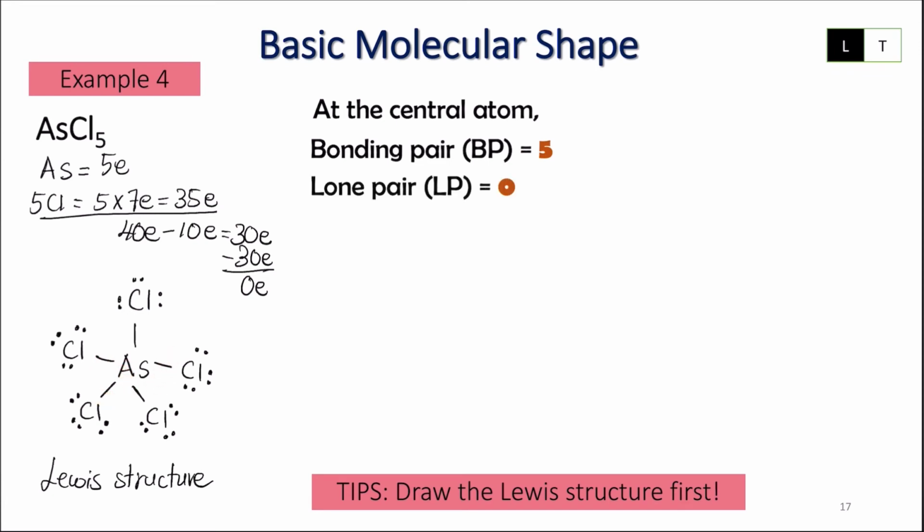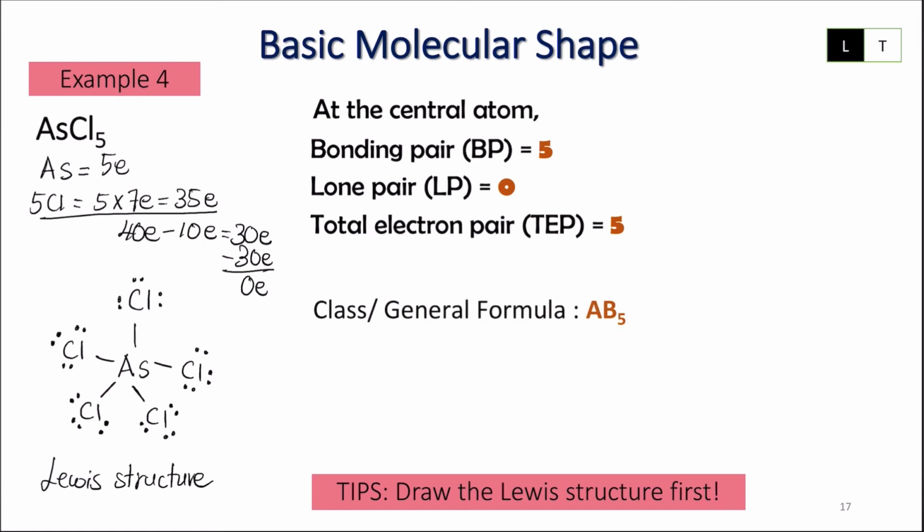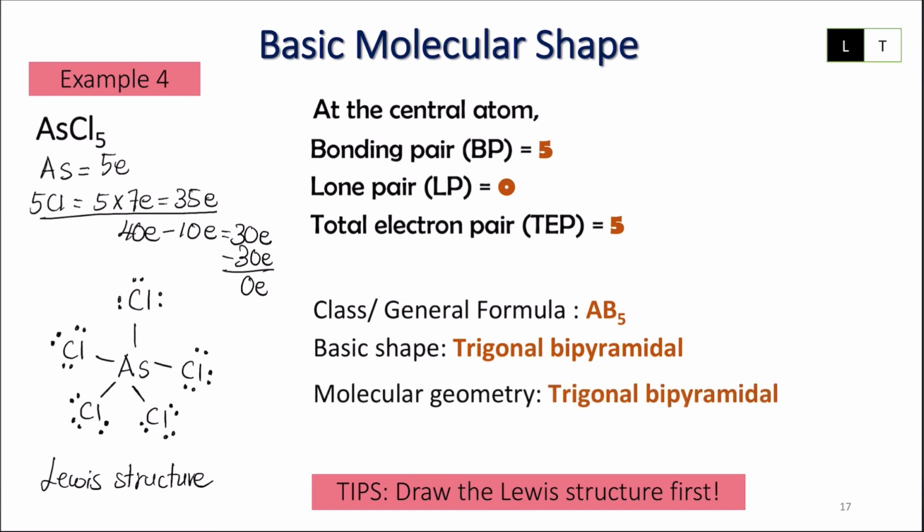There is no lone pairs around arsenic, and the total electron pair should be 5. So the class for this one will be AB5. The basic shape is trigonal bipyramidal. The molecular geometry stays the same. Now I'm going to continue with how to draw the molecular geometry for this one.